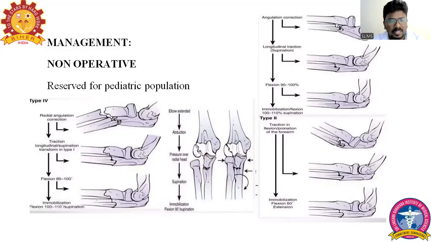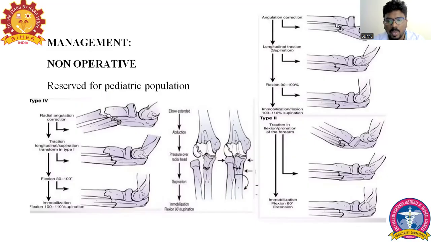So here, what we are basically doing: there is a type 4 subluxation, there is a radius fracture and an ulnar fracture along with dislocation. So we opt for traction, supination, and flexion, leading to reduction of the fracture along with reduction of the radial head. If the check X-ray is good enough to be managed conservatively, it is well and good. Otherwise, we go for surgical management. The basic principle involved is the elbow is extended, abducted, pressure over the radial head is given, and the forearm supinated. Immobilization is done with flexion at 90 degree or more, depending on the type of fracture.